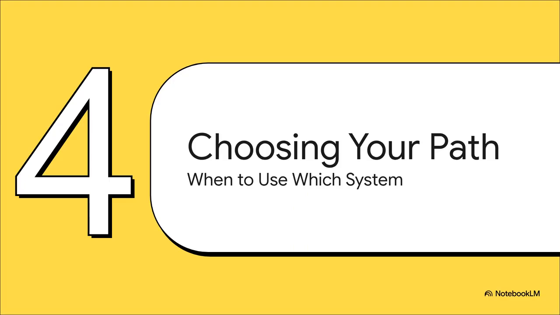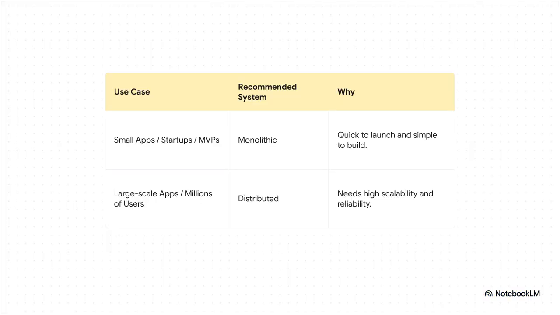So, after all that, the big question is, how do you actually choose? Which path is right for you? Well, it turns out the answer depends entirely on what you're trying to build and where you think it's going to go. Here's a good rule of thumb. If you're a startup, or you're building what we call a minimum viable product, an MVP, you should probably start with a monolith. Your number one goal is speed and simplicity. You just need to get it launched. But if you're building the next Netflix or the next Amazon, an application that's designed for millions of users from day one, then you absolutely need the kind of scalability and reliability that only a distributed system can give you.